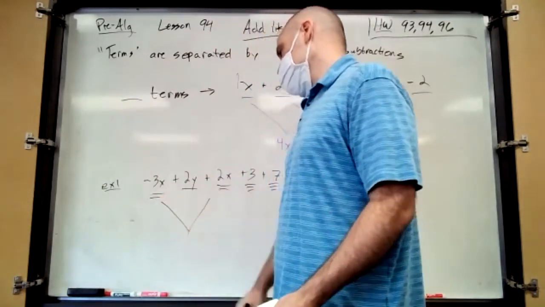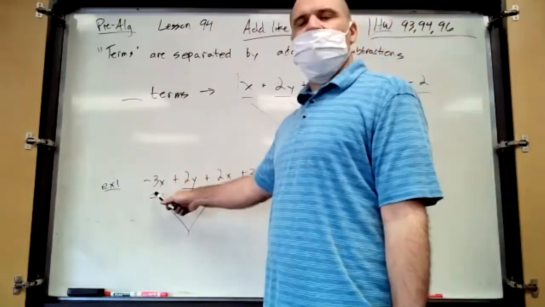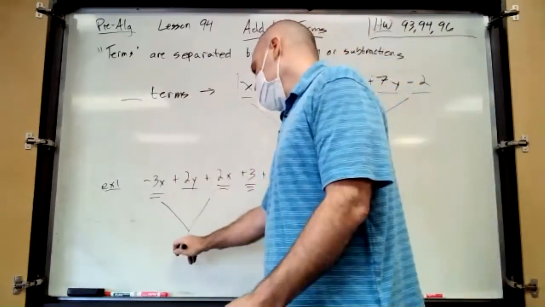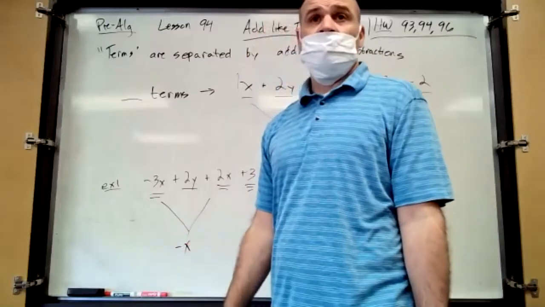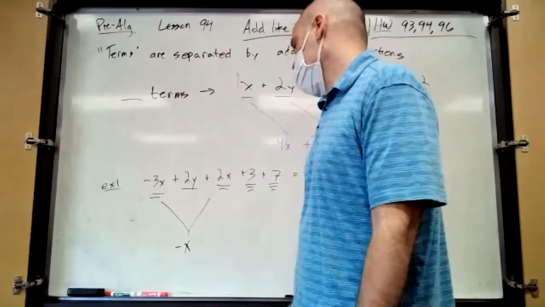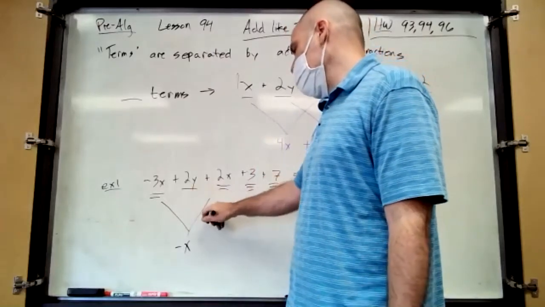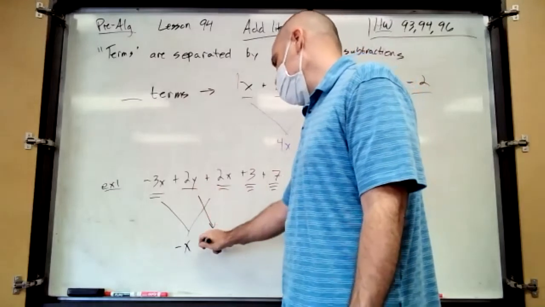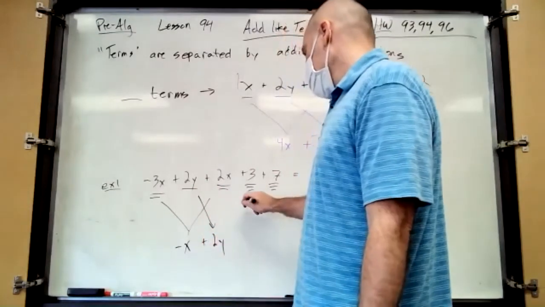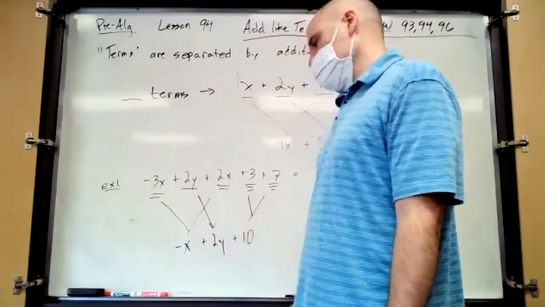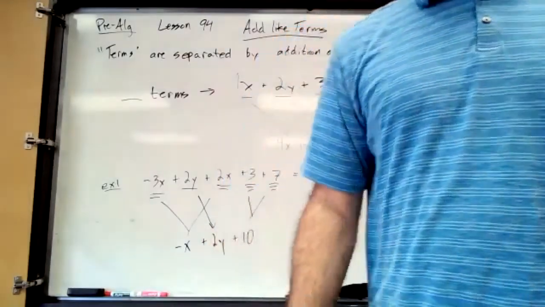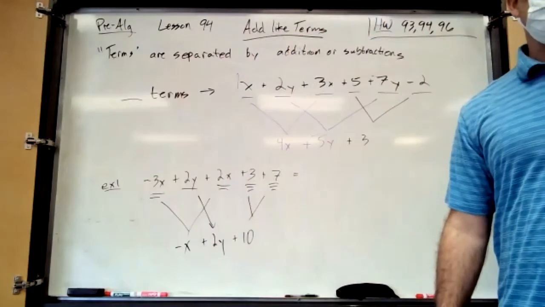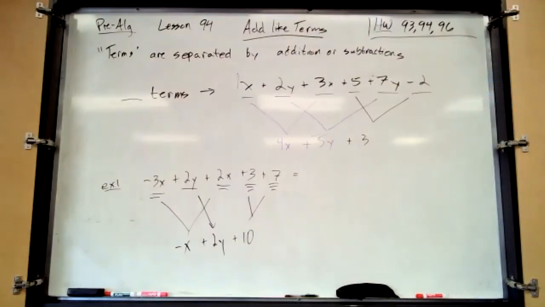Or you could do something like this as well. So what does this combine to? -3 fighting against +2 gives -1, or you can just say -x. That's still a -1x. Then your y's, no other y's combined, so you just have that 2y. And the 3 and the 7 combine to a +10. That's not bad, right? This is what you're going to be doing a lot of in algebra next year. Combining like terms. When we talk about simplifying, we want to get rid of parentheses, and we also want to combine like terms.